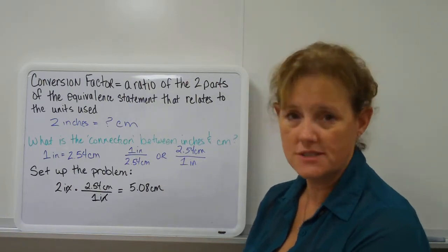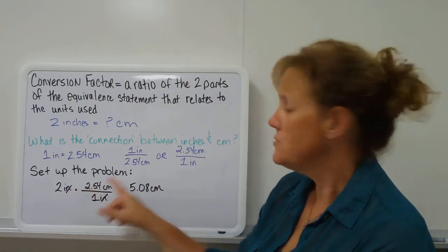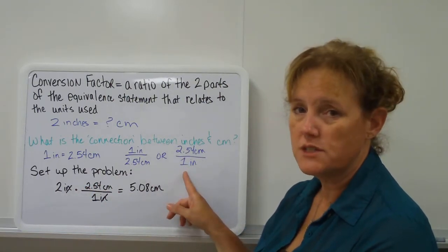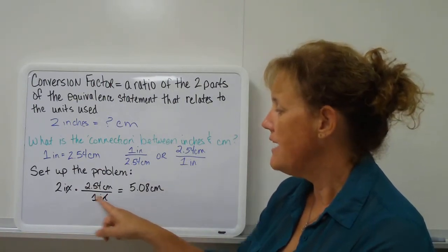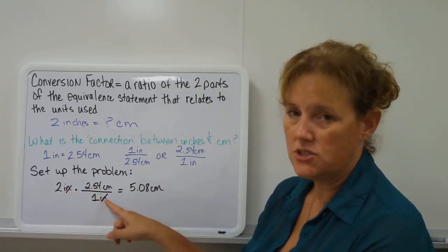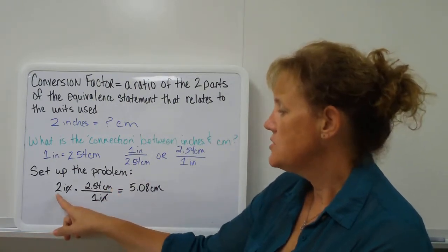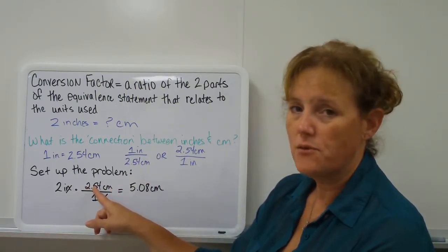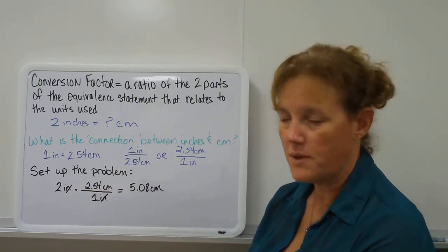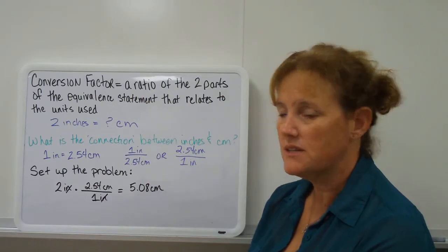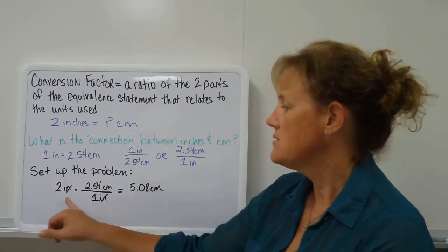The next thing I want to do is to set up the problem. 2 inches times, and I'm going to use this one, the 2.54 centimeters over 1 inch, because putting the 1 inch on bottom allows us to cancel the inches so that I have units left that are in centimeters. So then I take 2 times the 2.54, hit the equals button, and I get 5.08 centimeters for my answer. How do I know that that is the right unit? How do I know that that's the unit I end up with? Because I cancel my inches.